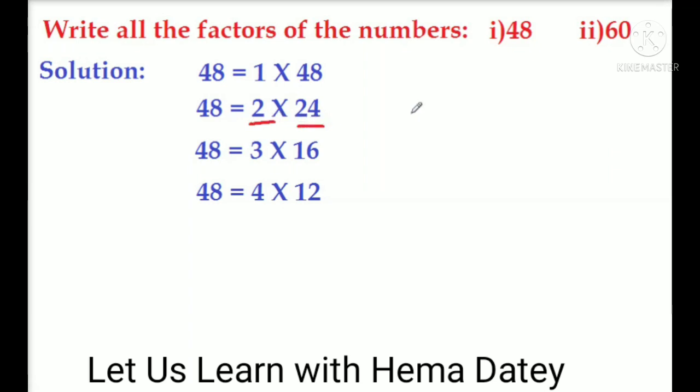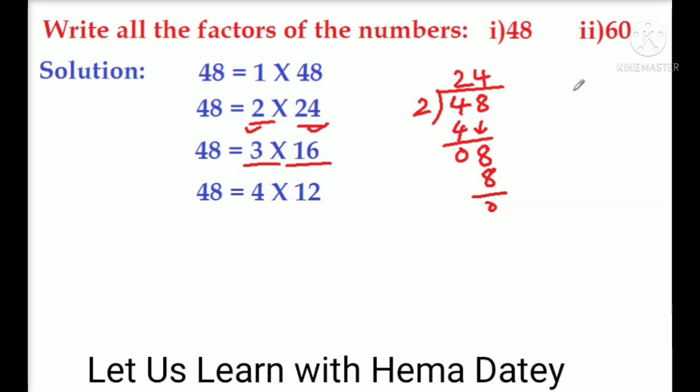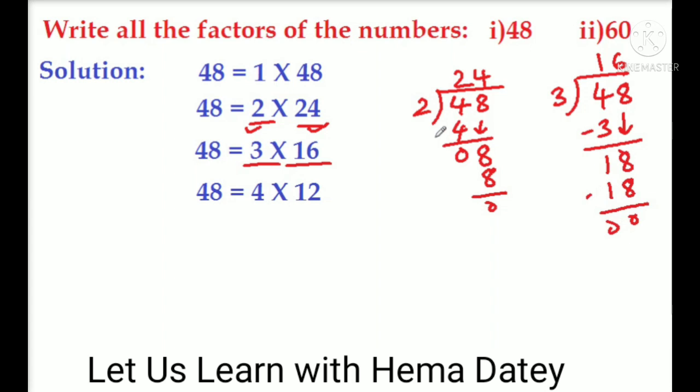When we divide 48 by 2, the quotient is 24. Let's check. 48 divided by 2, 2 2s are 4, 2 4s are 8. It means 2 and 24 both can divide 48. Now if you divide 48 by 3, the quotient will be 16. Let's check. 48 divided by 3, 3 1 is 3, 3 6 are 18. It means 3 and 16 are the factors of 48.